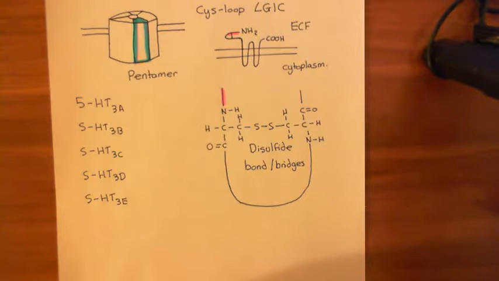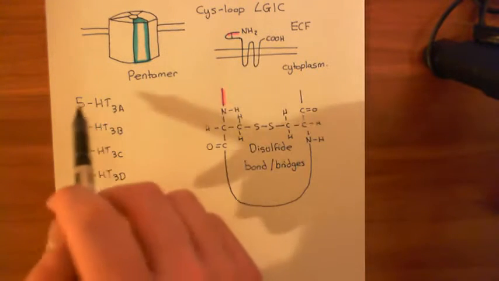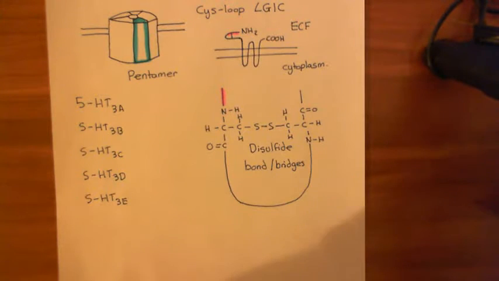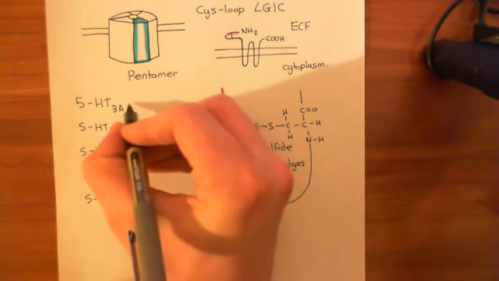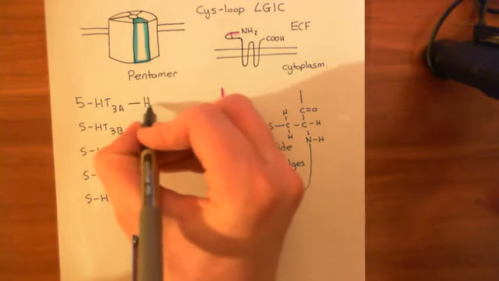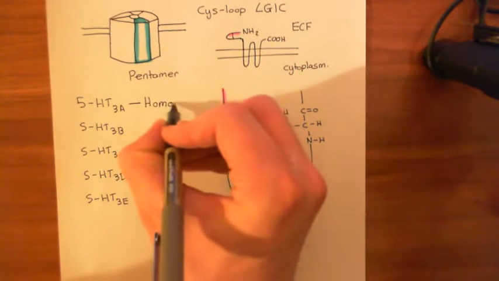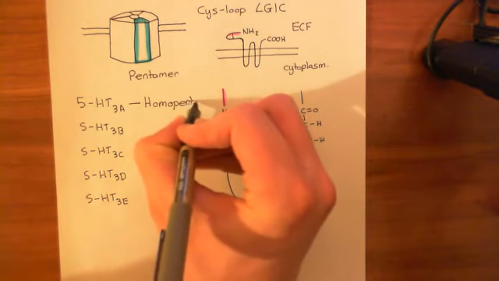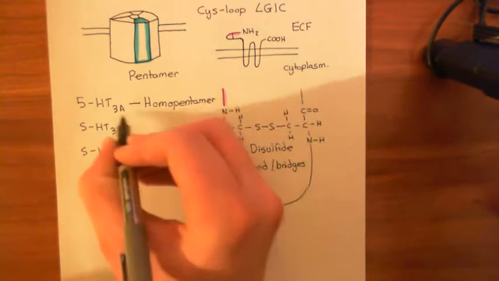Now, the question is, how do you assemble them? Do you take 5 of one and put them together to make a homopentamer, or can you mix and match between them? Well, what we know so far, and I want to stress that the 5-HT3 receptor is nowhere near as studied as the nicotinic acetylcholine receptor, so much less is understood about these. What we know is that you can make homopentamers out of the 5-HT3A subunit.